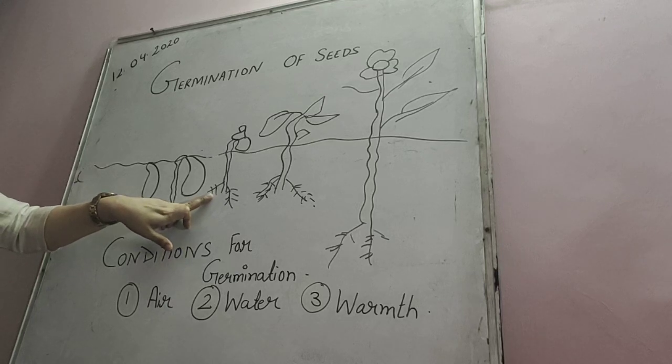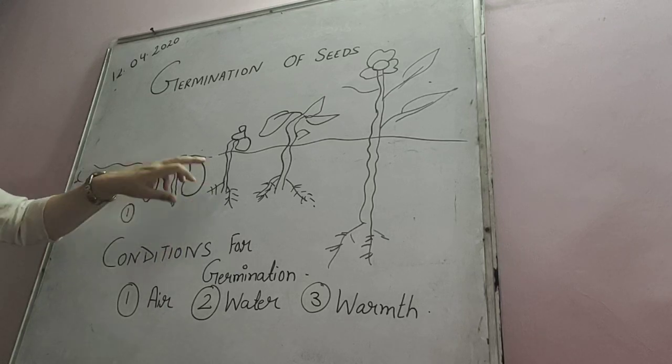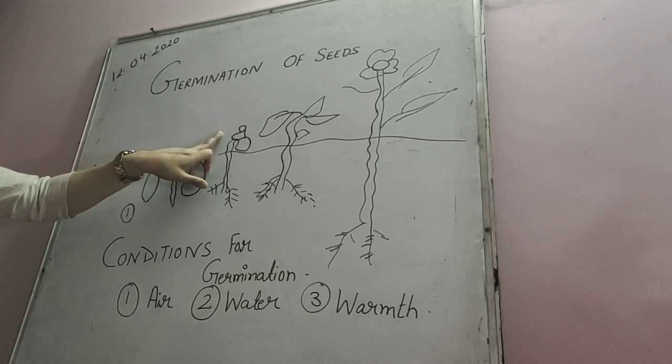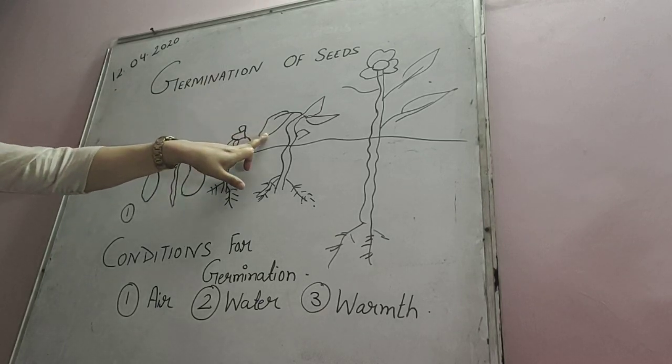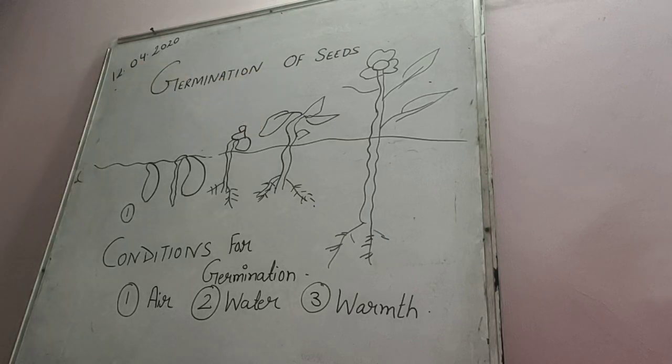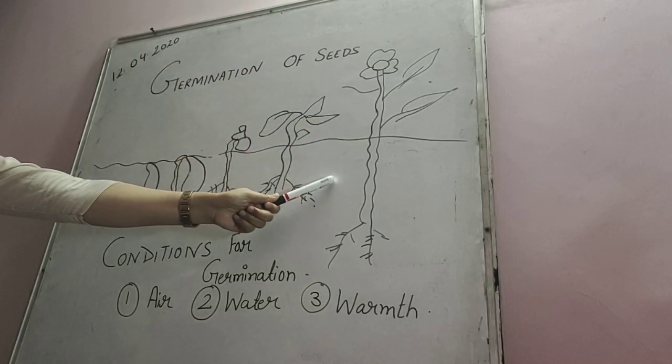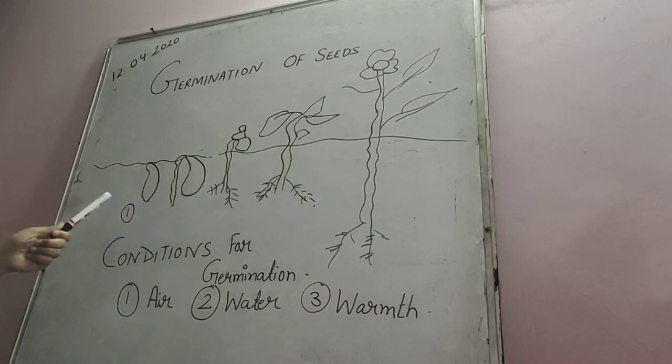Gradually, after 3 or 4 more days, you will find that a small stem will appear. And later on, that stem will bear leaves, and in the final stage, it will bear flowers. So, you will have a complete plantlet by this time. This entire process is known as germination.